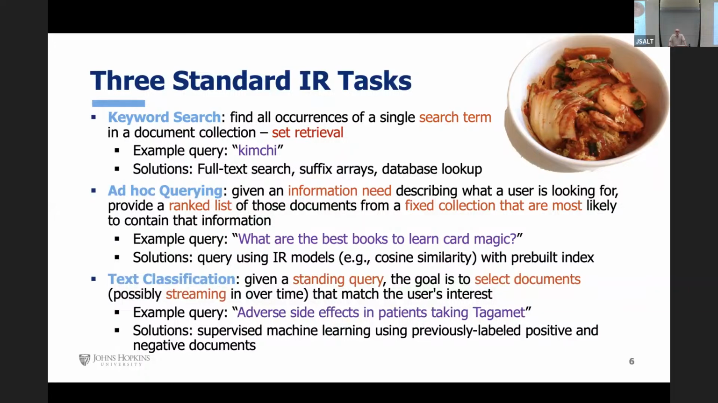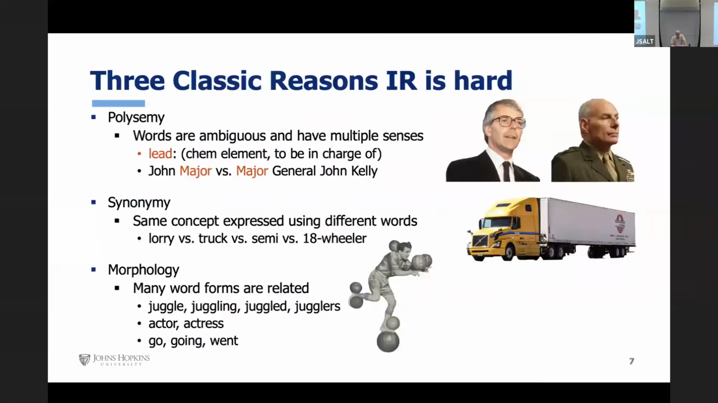The third is text classification. This is sort of the inverse of ad hoc querying. In ad hoc querying, you have a fixed document collection, and your queries are changing. In text classification, you have a fixed query and your documents are changing. So maybe you want to know about any adverse side effect on a patient taking Tagamet. That's the kind of thing where there'll be documents coming along as they're produced. And whenever there's one that's relevant, you need to set it aside. So that's a classification problem. We'll talk mostly here about ad hoc querying, the second one.